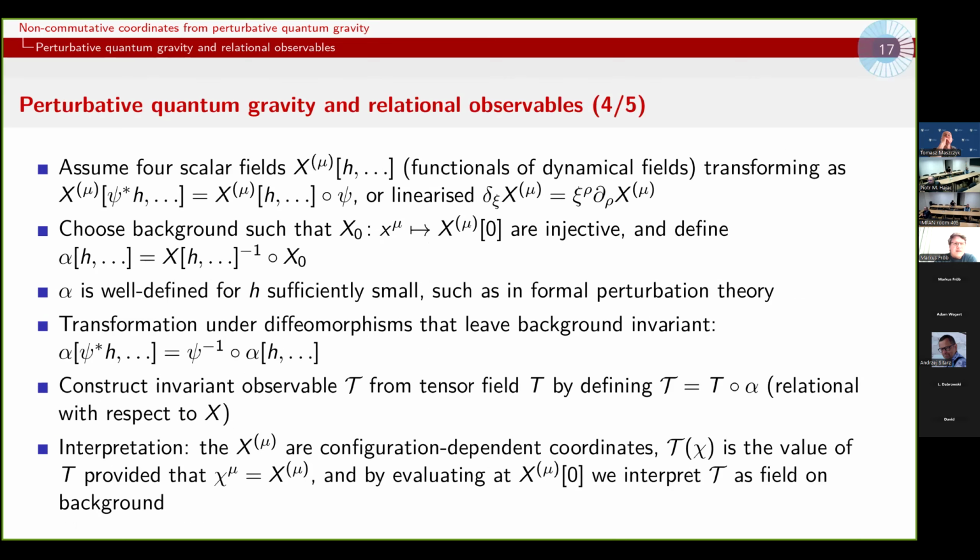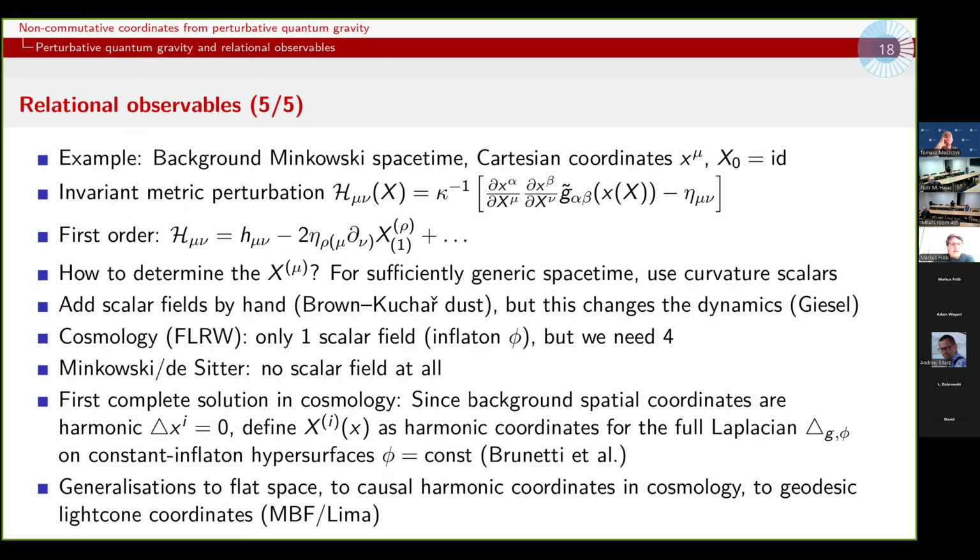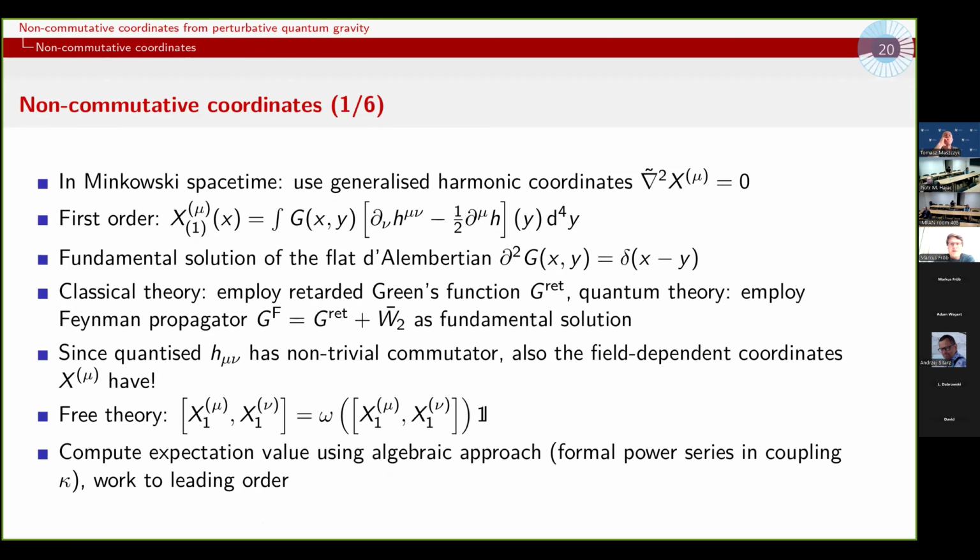So these capital X mu depend on my dynamical fields h and whatever else I can put in. Since the h's are quantized and don't commute, also these capital X mu don't commute. And these are now my non-commutative coordinates. This is where I wanted to arrive at, but I didn't manage. So let's just go to the result.